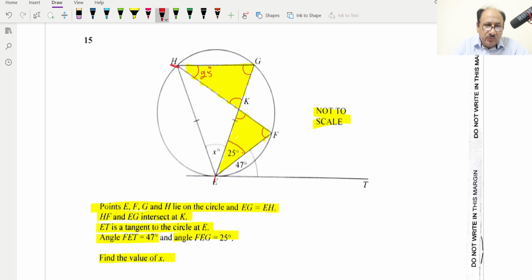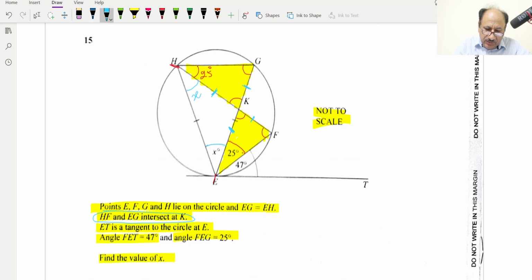So what we can do, we know one more piece of information which is provided over here. HF and EG intersect at K. So this implies this side will be equal to this one, and this side will be equal to this one. So these two sides are equal. So this angle and this angle will also be equal. So this will be equal to x degrees.